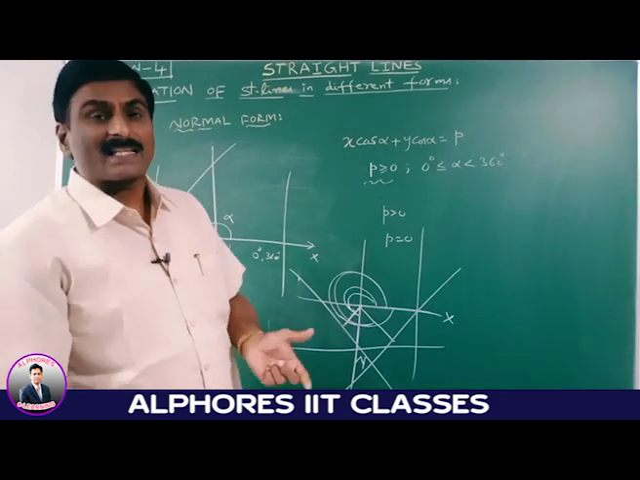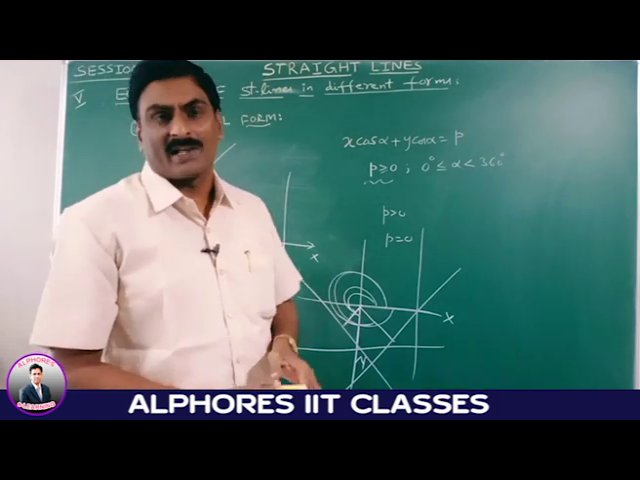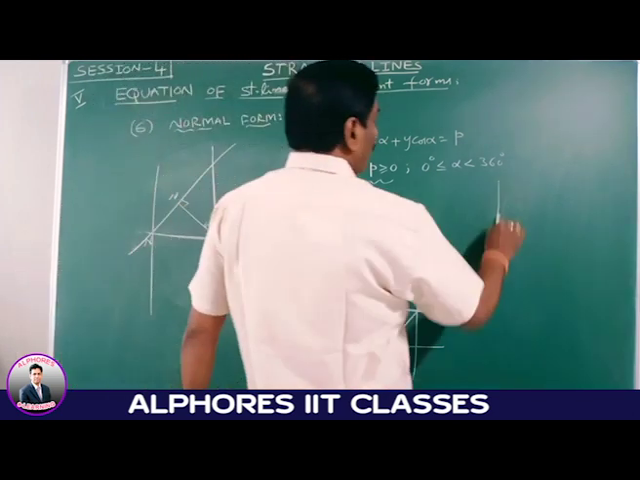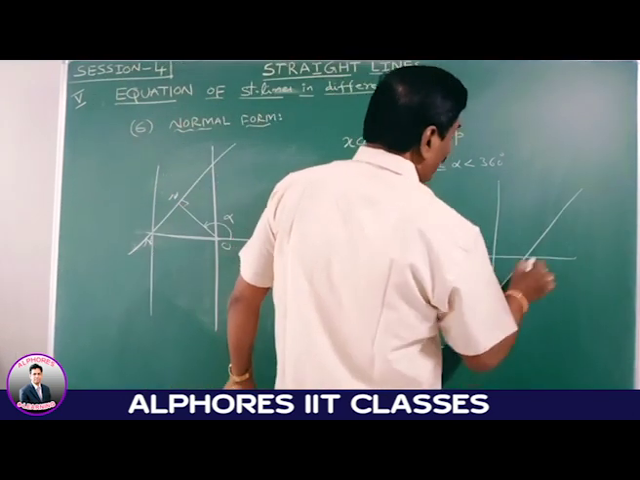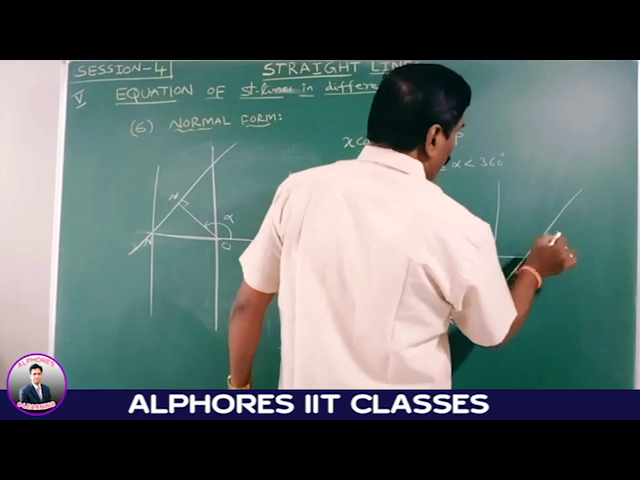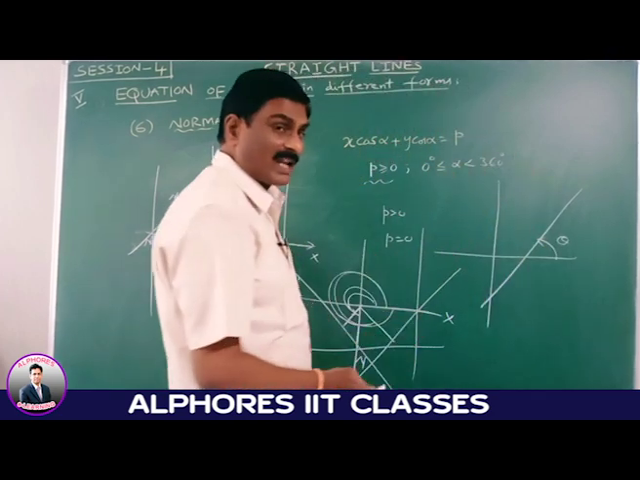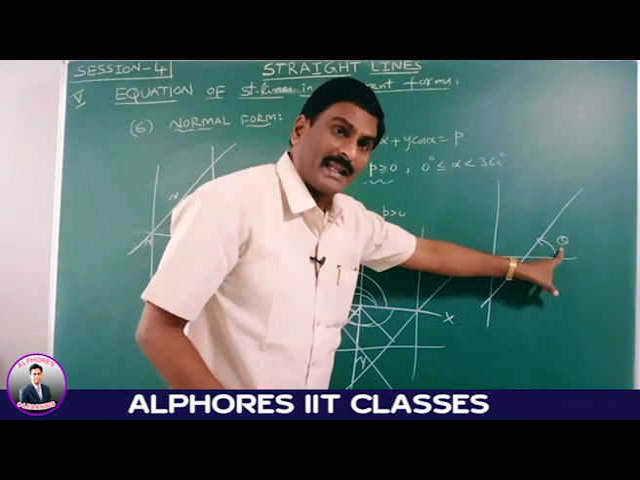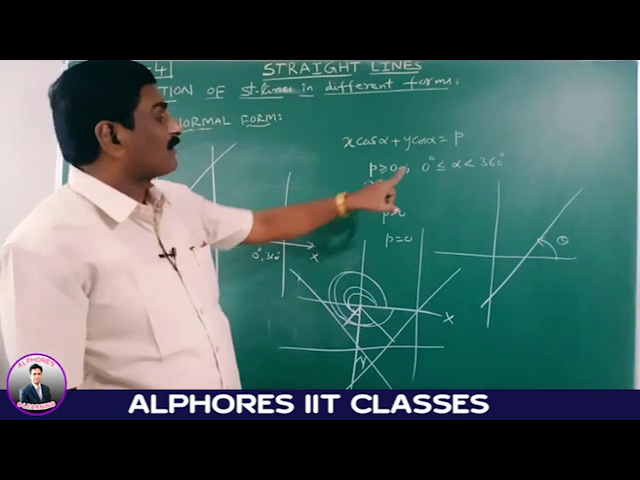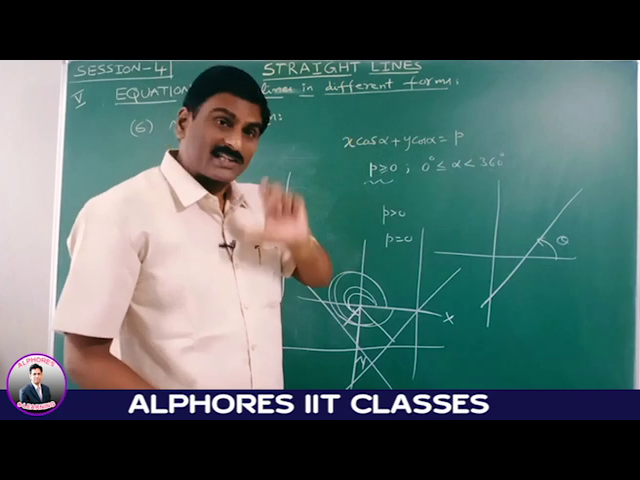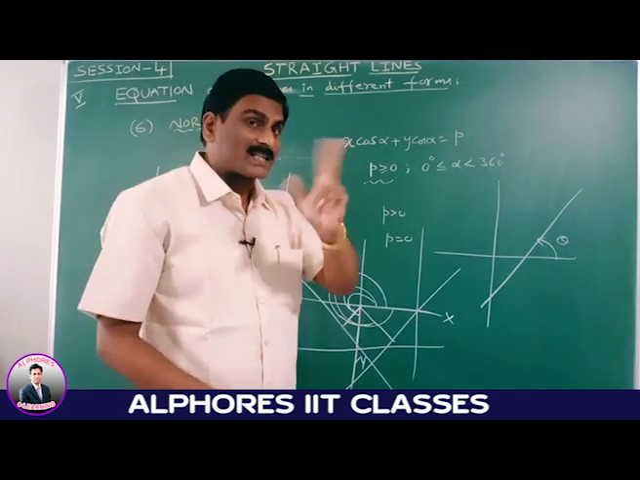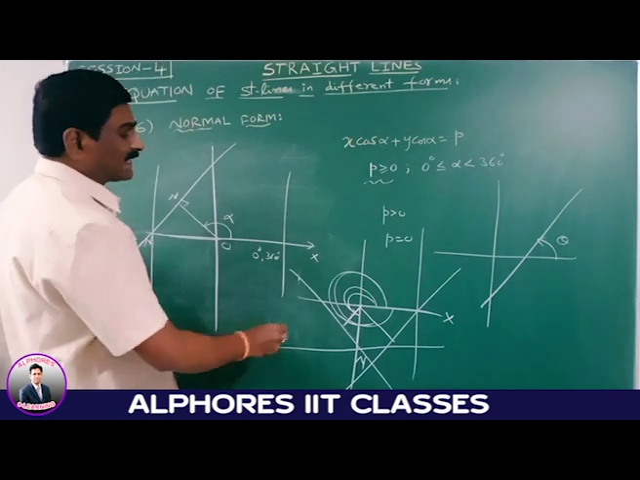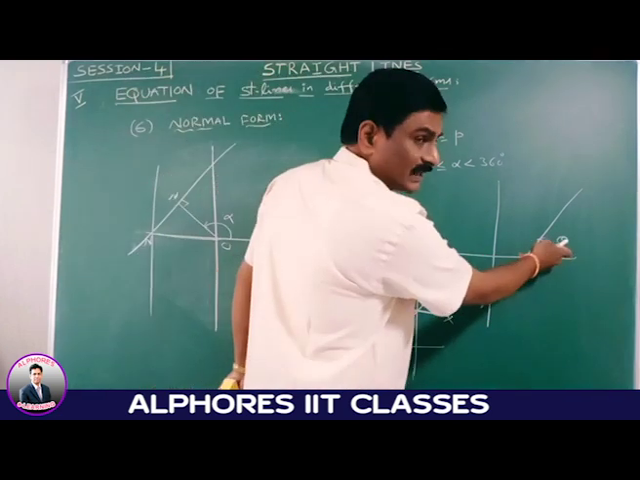But in the previous case, we already discussed the angle of inclination. What is the angle of inclination? The angle of inclination is nothing but the angle made by the line with the positive x-axis in the positive direction. This value is denoted by theta. Here the range of theta is 0 to 180, but the range of alpha is 0 to 360 degrees. Please observe the difference between these two values. Suppose this is one of the lines.